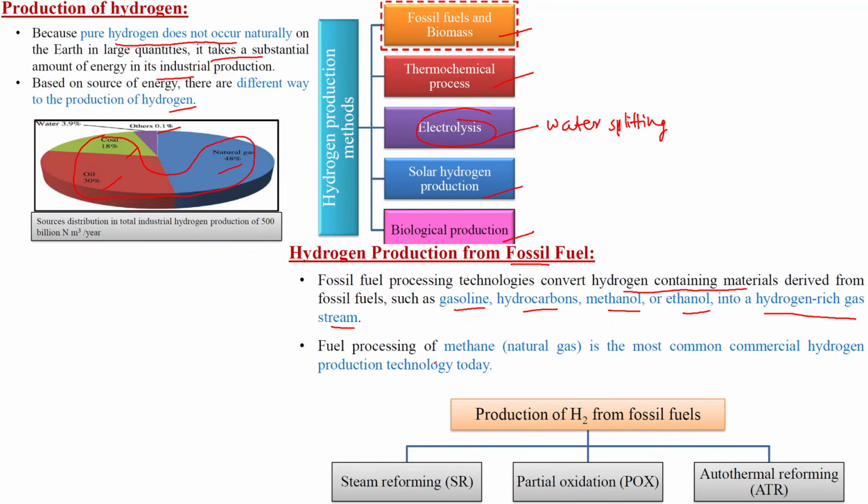Okay, so the fuel processing of methane is the most common commercial hydrogen production technology. Till now, the most popular method of extracting hydrogen from fossil fuel is by processing methane, that is CH4. As we can see here, four atoms of hydrogen are present along with carbon. If we can somehow extract this hydrogen from the methane, then we can use that hydrogen as fuel. Production of hydrogen from fossil fuel occurs in three ways: firstly steam reforming, then partial oxidation, and then autothermal reforming, which is basically the combination of the two.